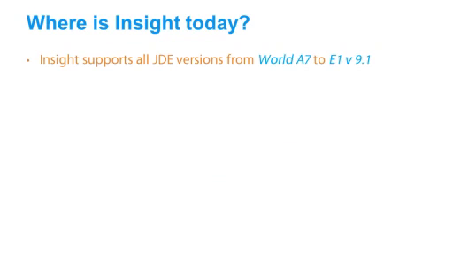So, where is Insight today? We support all JDE versions from World A7 all the way through to Enterprise One 9.1. So all of the World versions out there and all of the Enterprise One versions out there. If you're on D7332, give us a call. We've got a version that will absolutely run on your data. And if you're planning an upgrade, Insight is the best tool to help you on an upgrade. Why is that? Because you can run the same report before and after the upgrade.